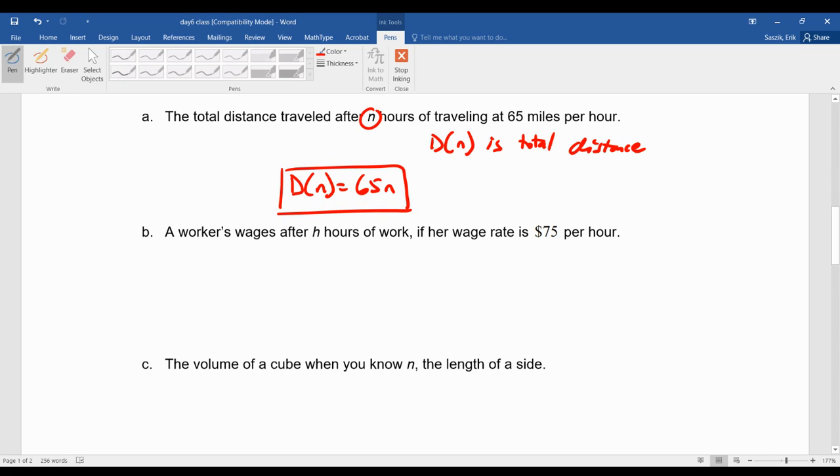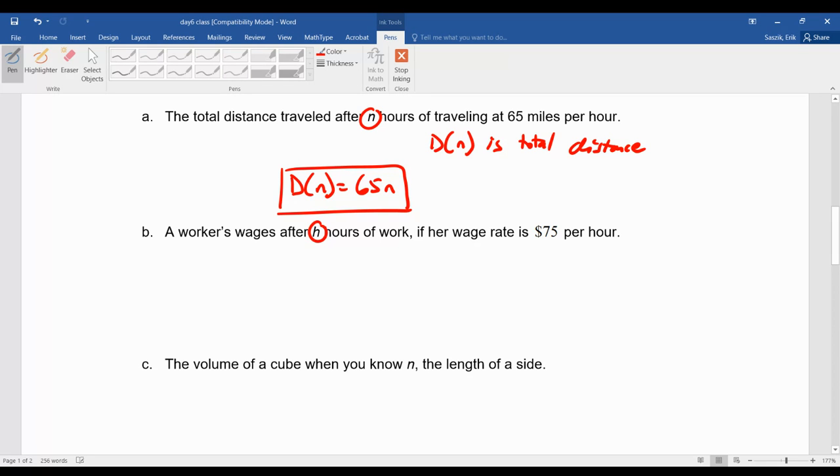So there's typically 3 things you have to do here when you're writing a function rule from scratch. You have to define a primary variable, which is what everything's based on. In this case, it's already done for us, n is number of hours. And then you do a function of that variable. So whatever letter you use here is going to be inside the parentheses there. Okay? And then after you define that, then you actually write the function.